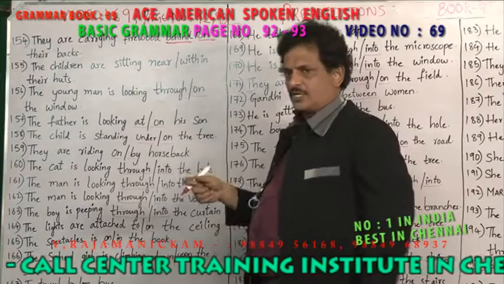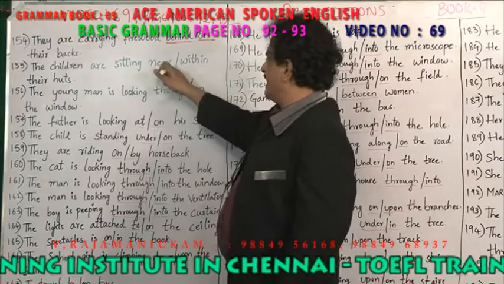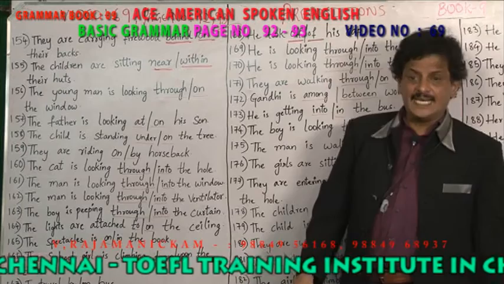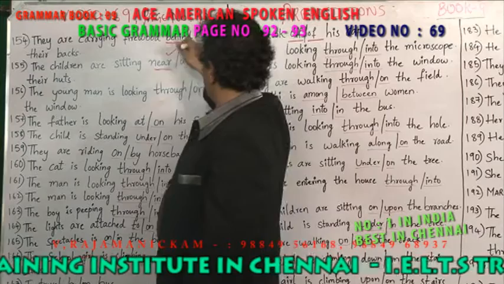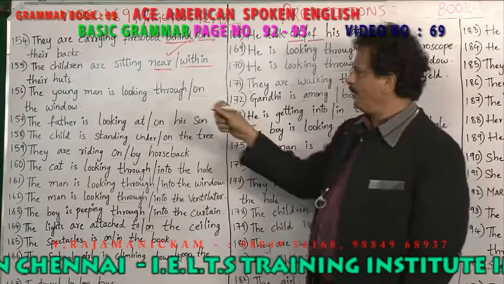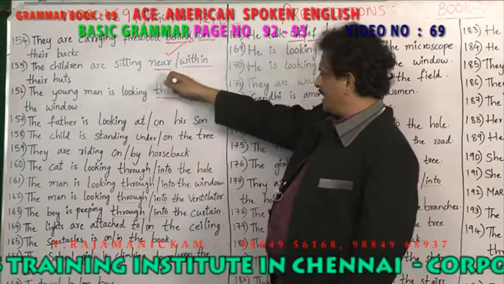The children are sitting near their huts or within their huts. Within means it's a boundary. So near is correct. The young man is looking through the window or on the window. Which is correct? Obviously it is through the window.